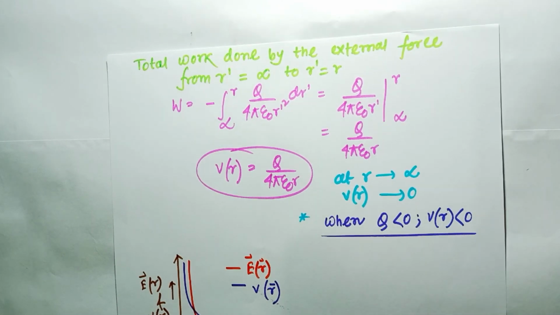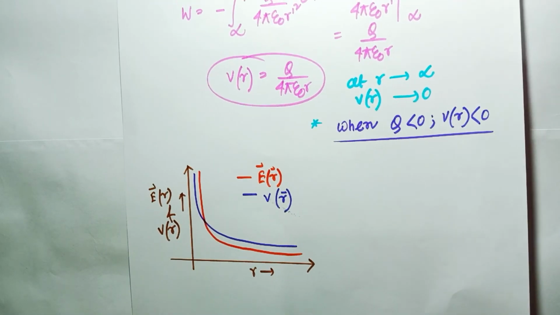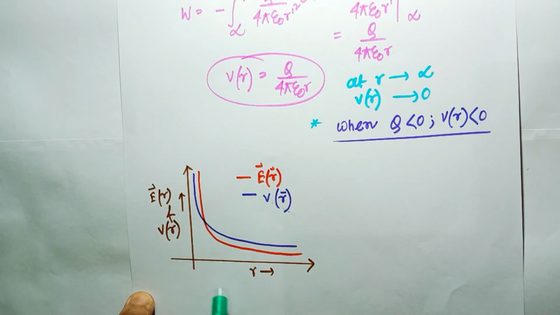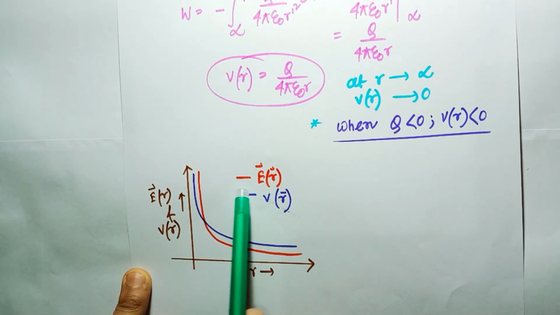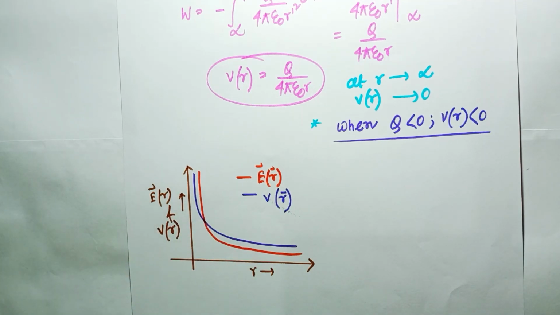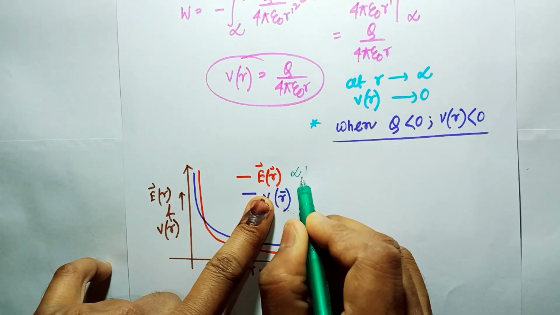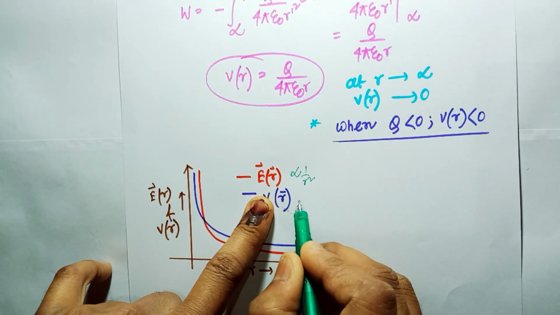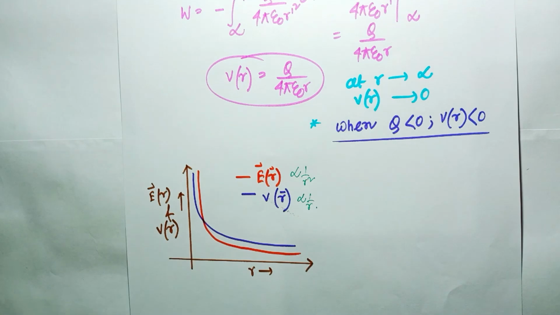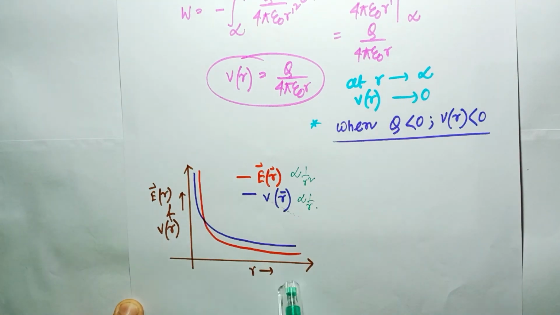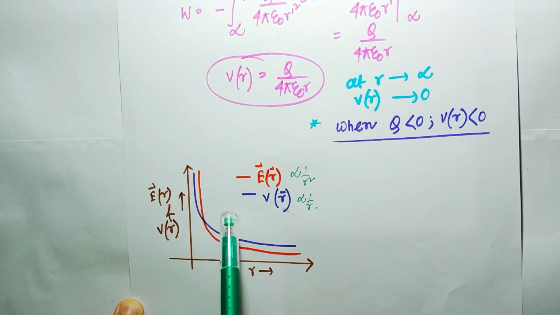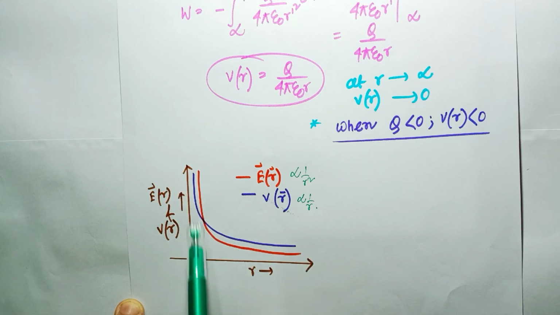So from the electric field and the potential, if we compare between them, the electric field is the red line. You can see the electric field varies as 1 over r square for the point charge, and the potential varies as 1 over r. So electric field is steeper and the potential is less steep. So this is the comparison of the electric field and the potential with the distance.